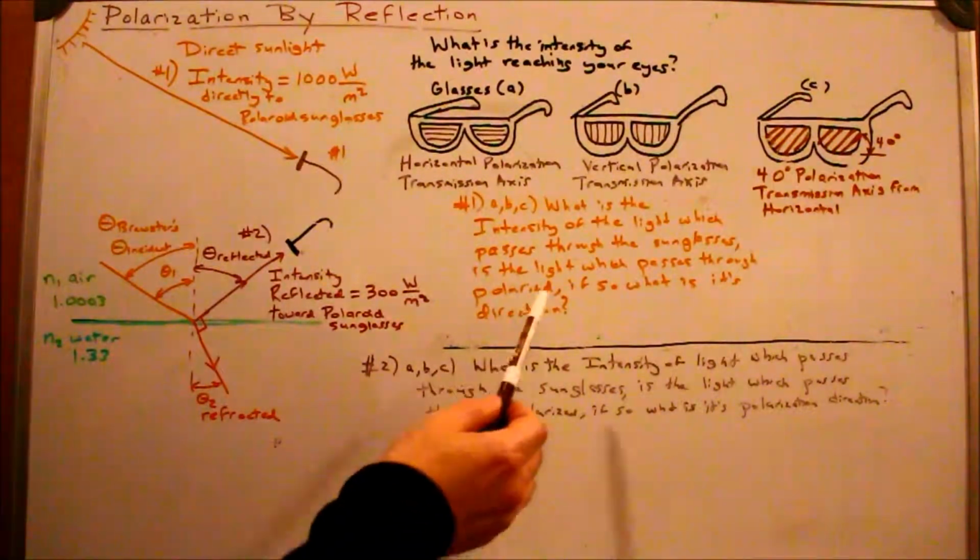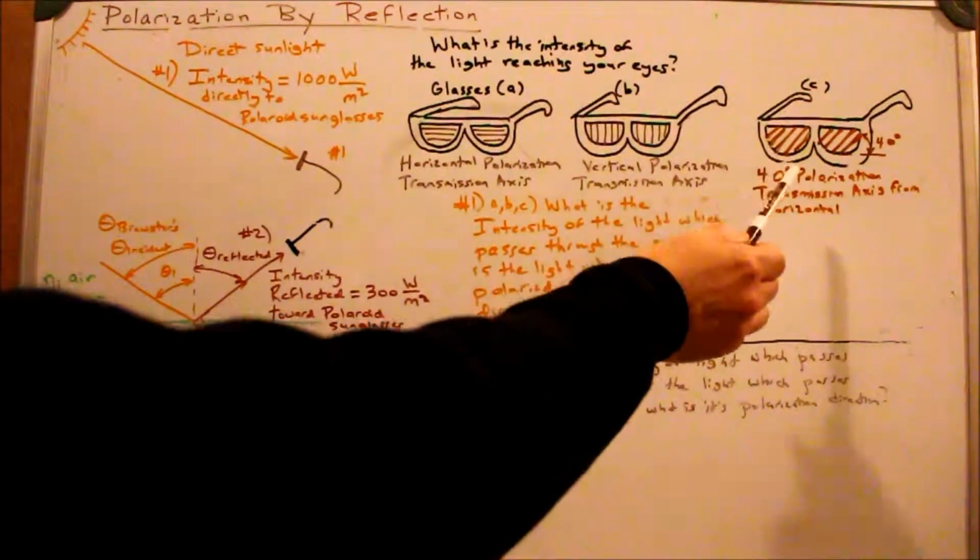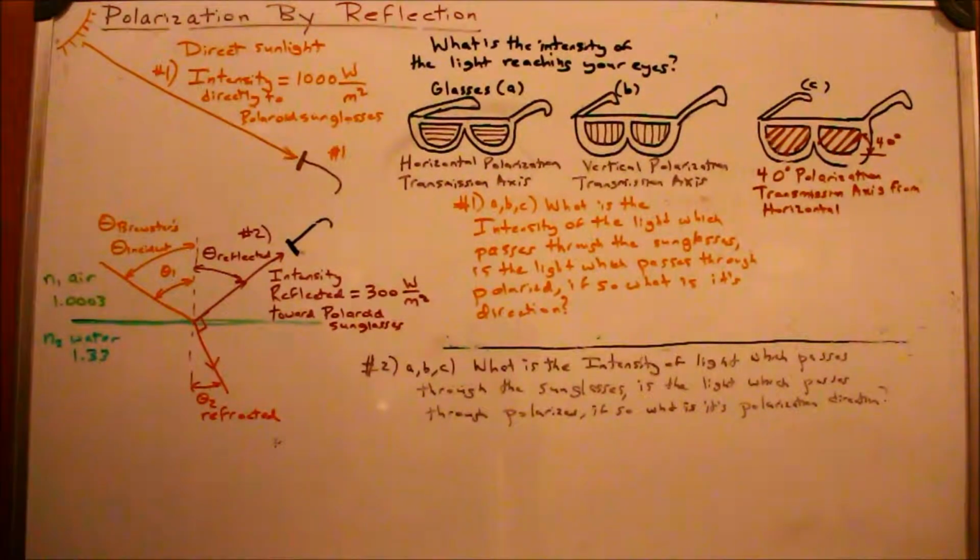And now the other part is, if so, what's its direction? What's the direction of A, what's the direction of B, and direction of C of this potentially polarized light which passes through it? Now 2 is very similar.